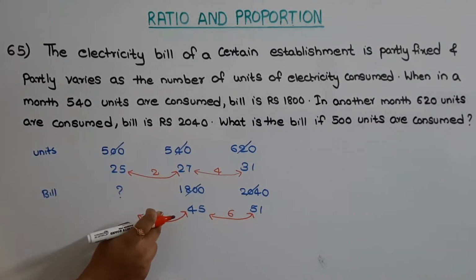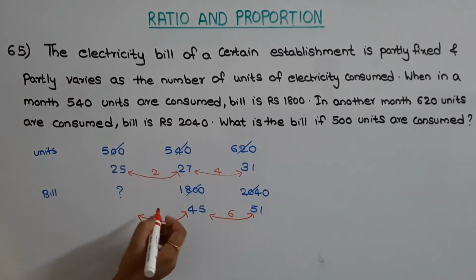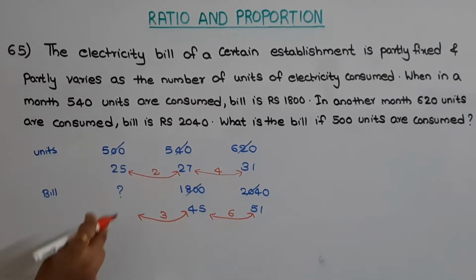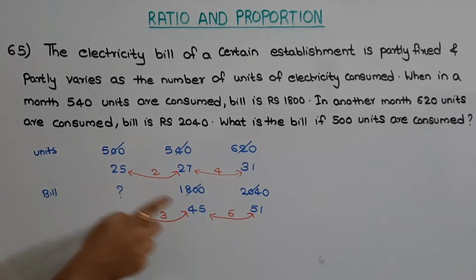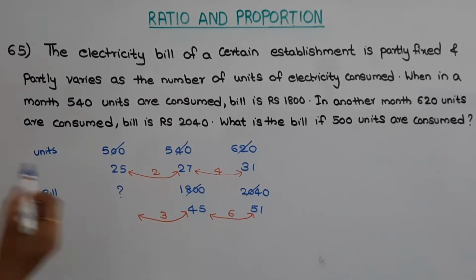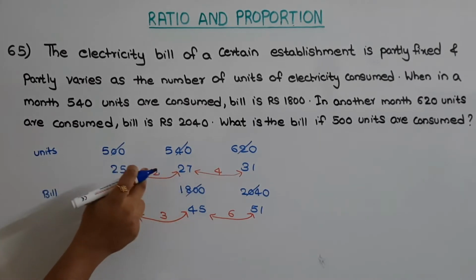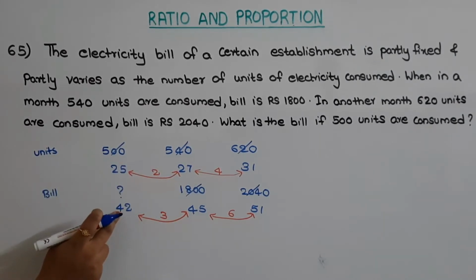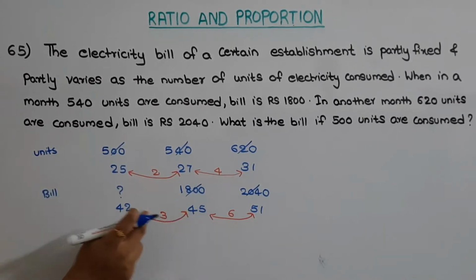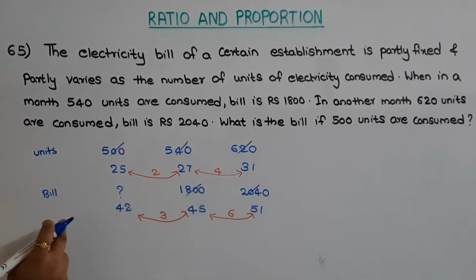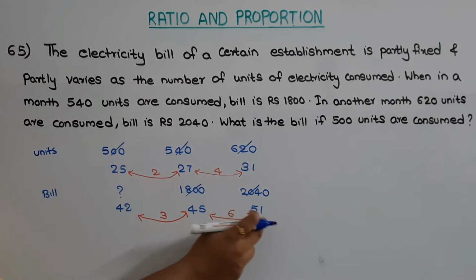So the difference between the second term and first term should be half of this difference. This difference will be 6 by 2, that is 3. So this value will be 45 minus 3, that is 42. Here this value was 27 minus 2. So the ratio of the bill is 42 is to 45 is to 51.